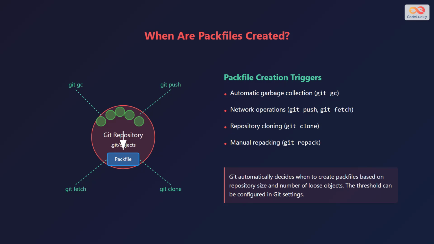Git automatically decides when to create Packfiles based on repository size and the number of loose objects. The threshold for this can be configured in Git settings.